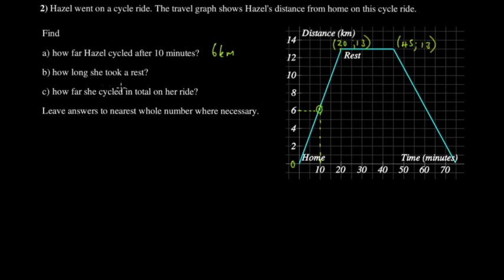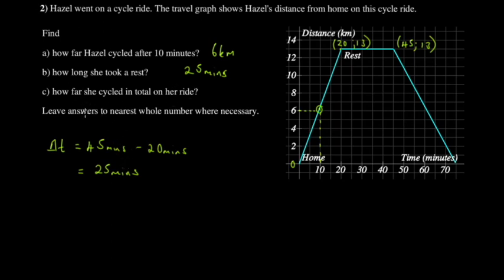Yeah, you want to know how long she took rest, so you can just subtract on the x-axis. Why? Because we're going from here to here on the time axis. So that's what we need to do. Okay, so delta t equals 45 minutes minus 20 minutes. So this is actually equal to 25 minutes, and that's it. Okay, so you can write 25 minutes here.